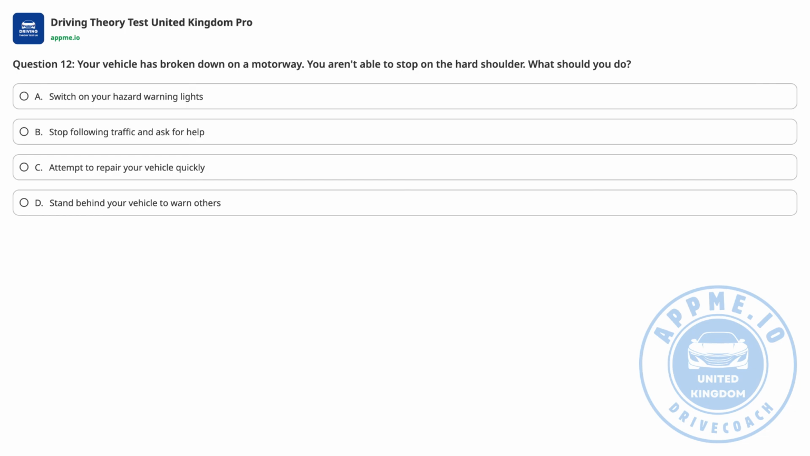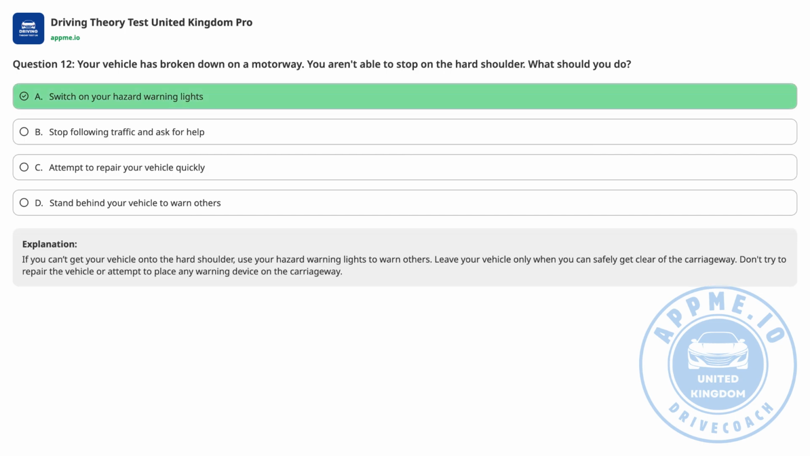Question 12. Your vehicle has broken down on a motorway. You aren't able to stop on the hard shoulder. What should you do? A. Switch on your hazard warning lights. B. Stop following traffic and ask for help. C. Attempt to repair your vehicle quickly. D. Stand behind your vehicle to warn others. The correct answer is A.